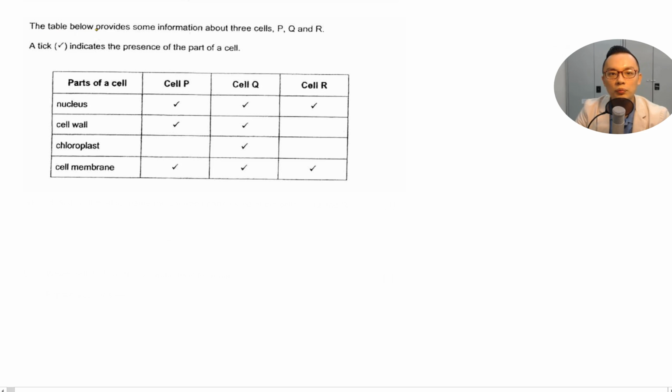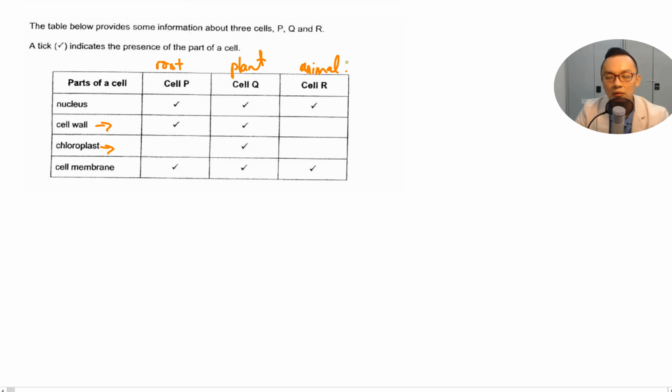The table below provides some information about 3 cells P, Q, and R. A tick indicates the presence of the part in one of the cells. So this one has chloroplasts. Alright, so therefore this must be a plant cell. There's nucleus, cell wall, and cell membrane. It has cell wall, so this must be a root cell because it doesn't have chloroplast. It's not exposed to the sun. Cell R has nucleus and cell membrane, no cell wall, so this must be an animal cell.